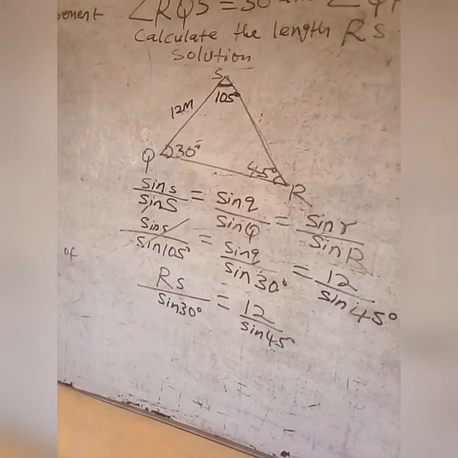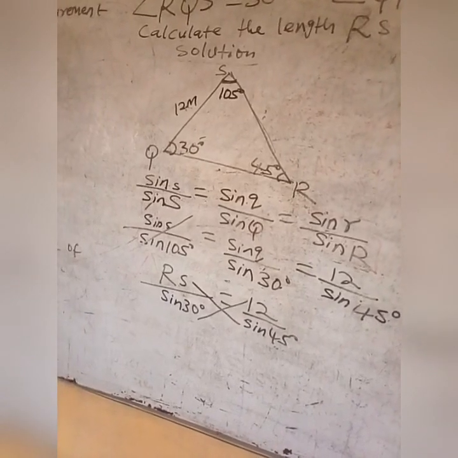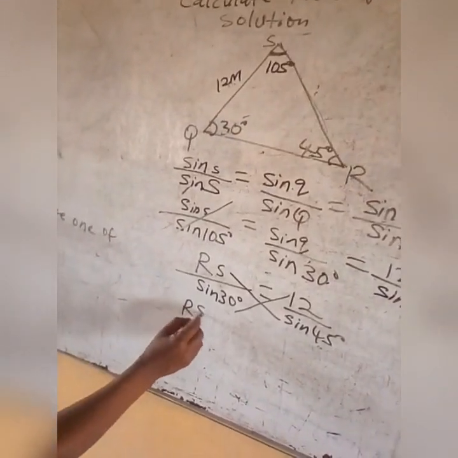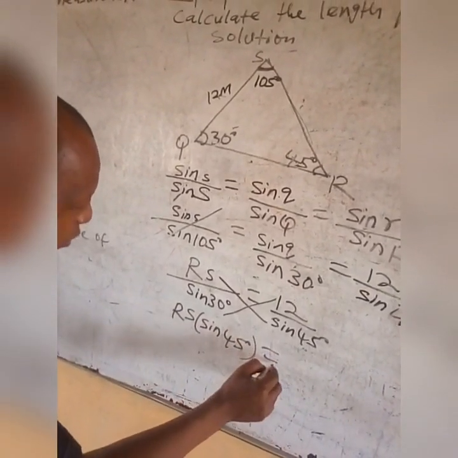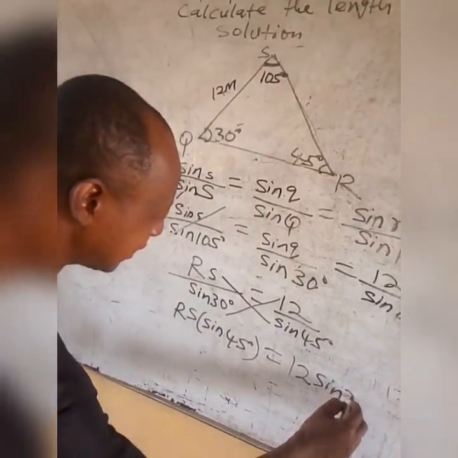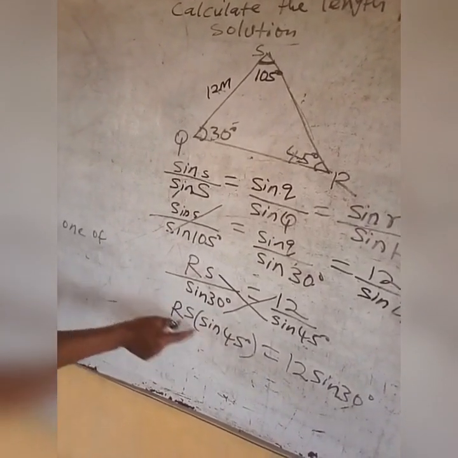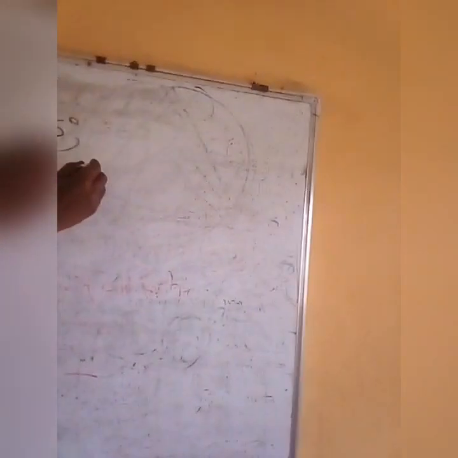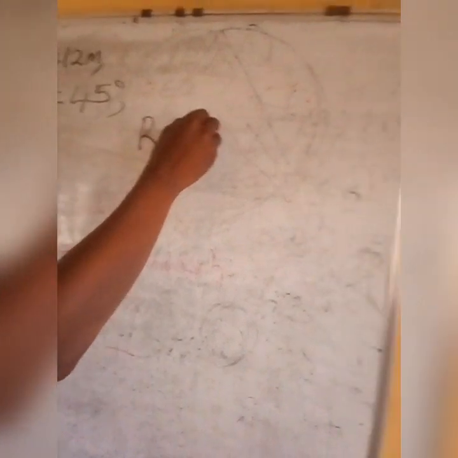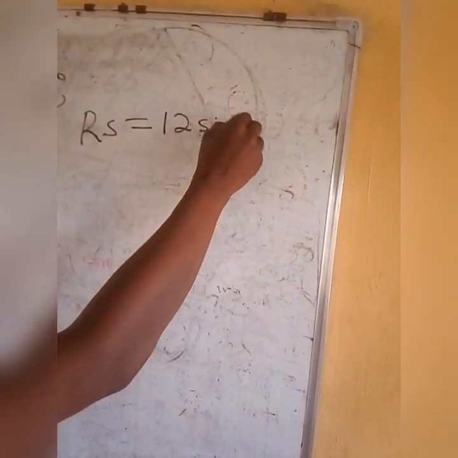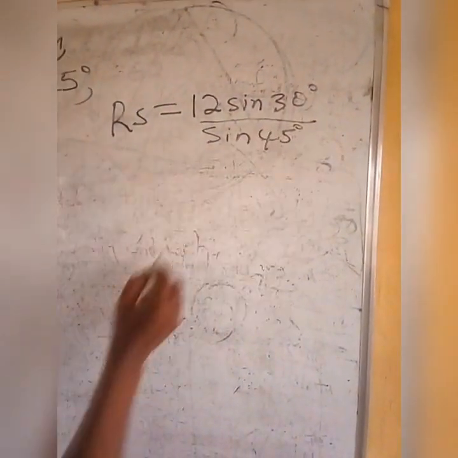Now we'll cross multiply. We have RS sine 45 degrees equals 12 times sine 30 degrees. I'm interested in RS, so I'll divide both sides by the coefficient of RS, which is sine 45 degrees. RS will now be 12 sine 30 all over sine 45 degrees.